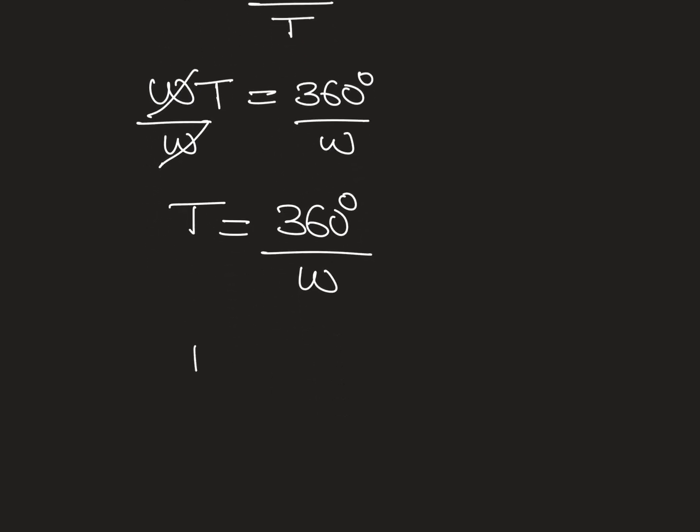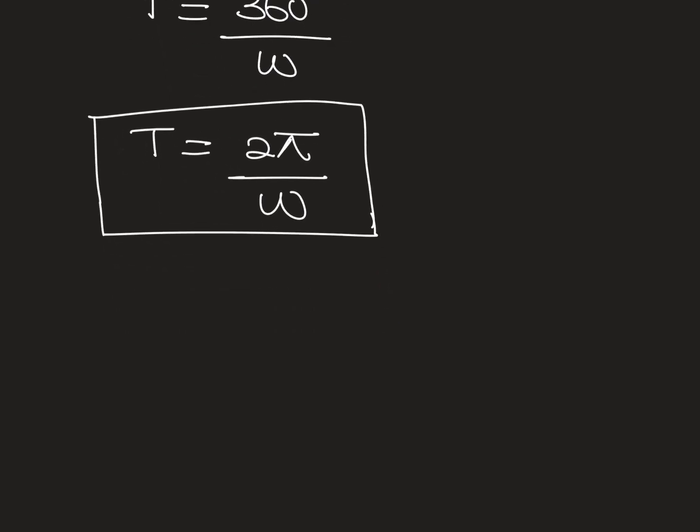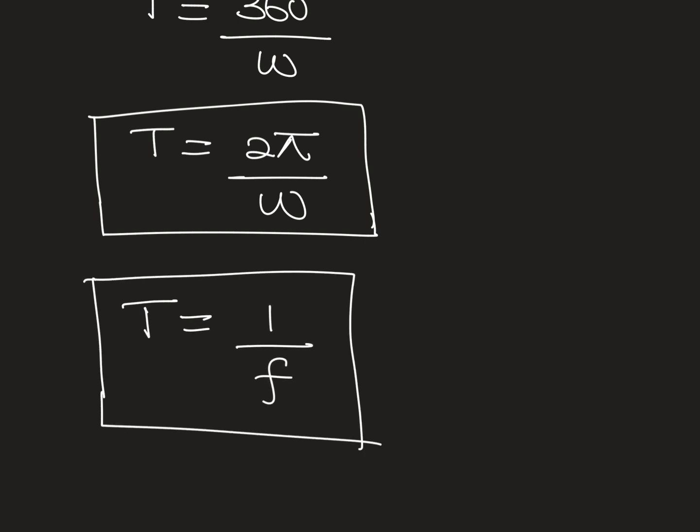But what is 360 degrees? We said that is equal to 2 pi. So therefore, we'll have period equals 2 pi divided by omega. So this is how you can get that. All right. And you should also know that the period is the inverse of the frequency and vice versa. The frequency is the inverse of the period. The period is the inverse of the frequency. This is something that you always have to remember.